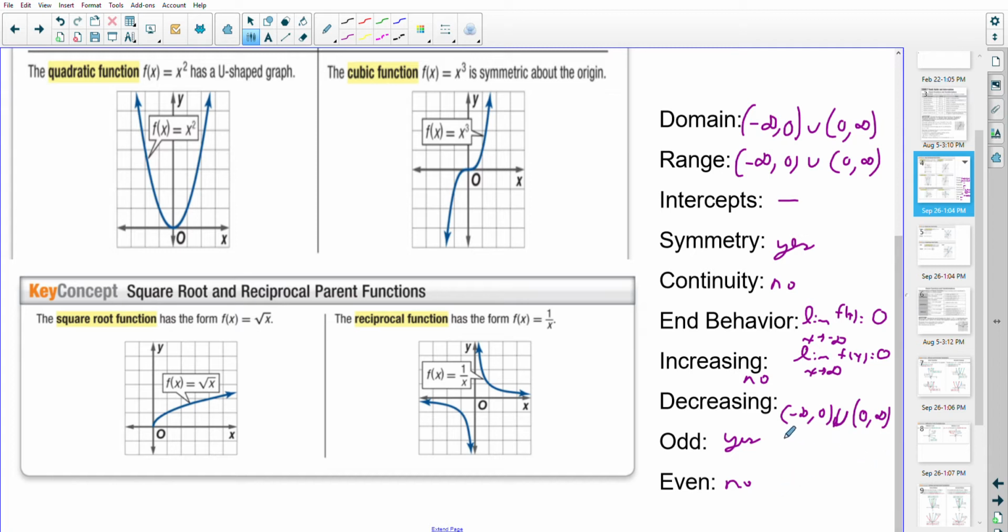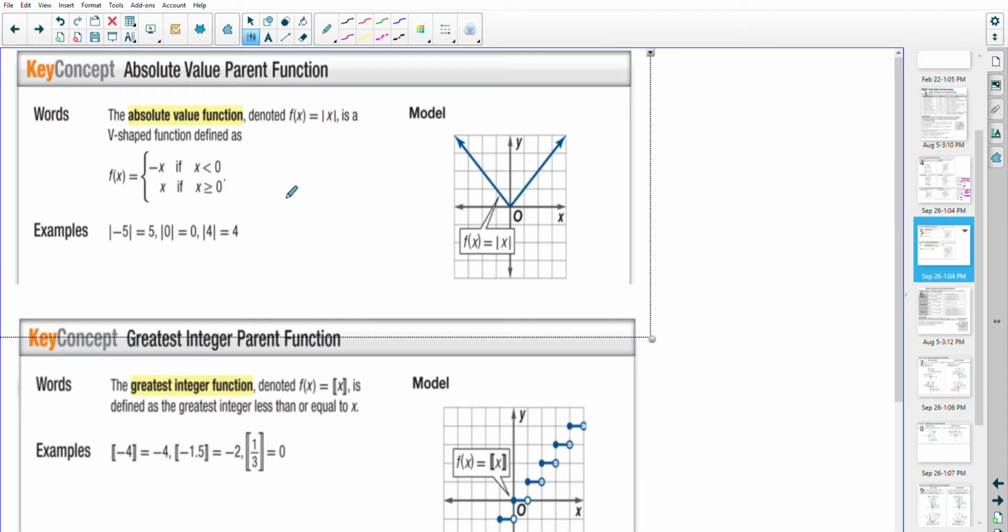Those are certain characteristics of the parent functions and diagrams of the functions. And you can see again, just to summarize the last two, we have absolute value, which is a V form, and the greatest integer function looks like a stepping function.